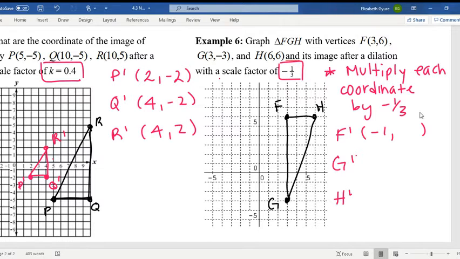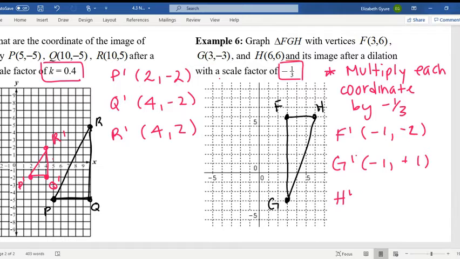So 6 times -1/3. The way I would think about it, what's a positive times a negative? A negative, and what's 6 divided by 3? 2. So it's just -2. Then go to G. A positive times a negative is a negative. What's 3 divided by 3? 1. So it'd be -1. Then -3 times -1/3. What's a negative times a negative? A positive, and 3 divided by 3 is 1. So G prime would be -1, +1.